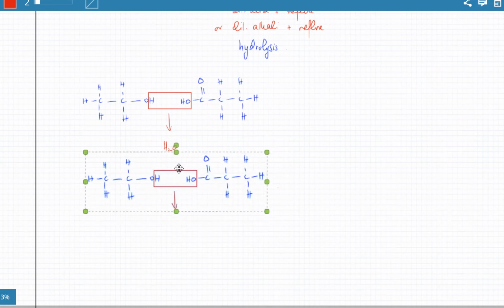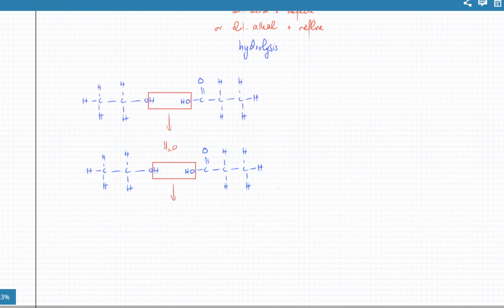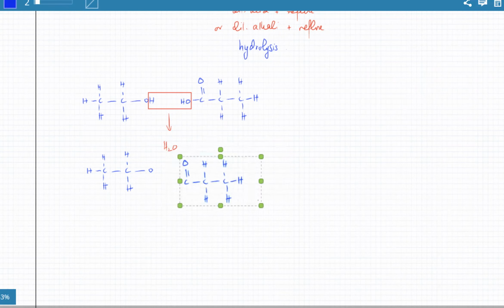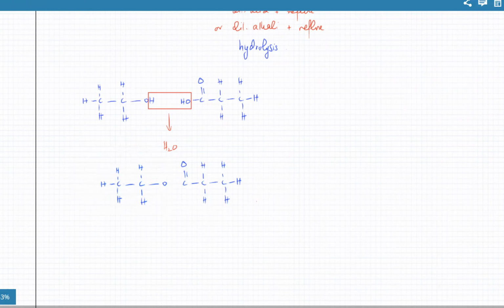So I'm just going to remove the middle part. That is going to go, and the two groups will come together and join with each other with an ester link. So the linkage that's formed in the middle is known as the ester link. You should know how to name this molecule.